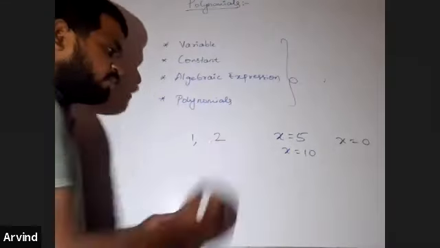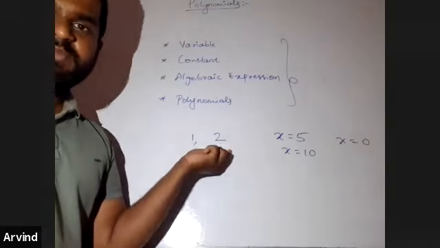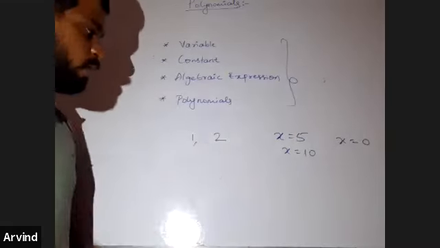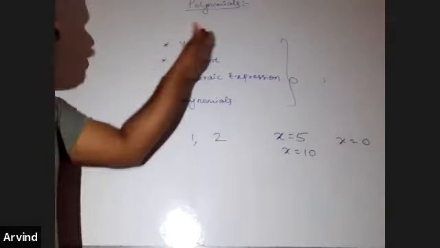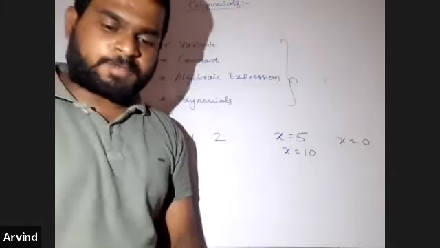If I take this symbol, this is also a symbol. What is the value of this? The value of this is 2. Does the value change for anyone? No. It remains the same. So we call it a constant. So we got to know what is variable, what is constant. Can anyone tell me what is an algebraic expression?